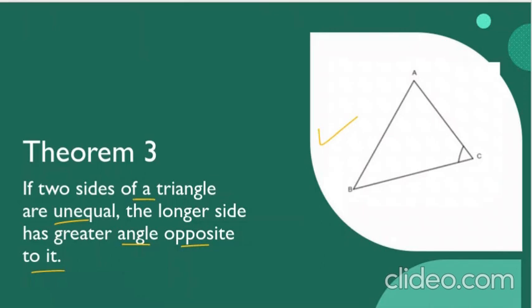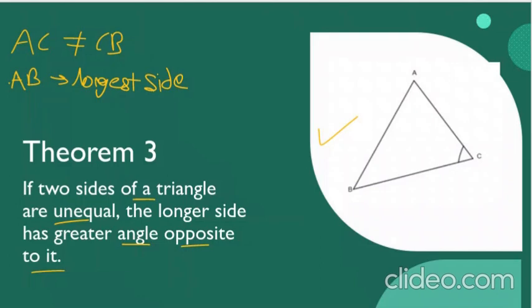Now in this triangle, I'll find two unequal sides. Let's say I'm taking AC and CB. So I'm saying AC is not equal to CB. Okay, unequal sides I have. Now the longer side has greater angle opposite to it. That means the longer side is what? The longer side is nothing but AB. AB is the longest side, right?